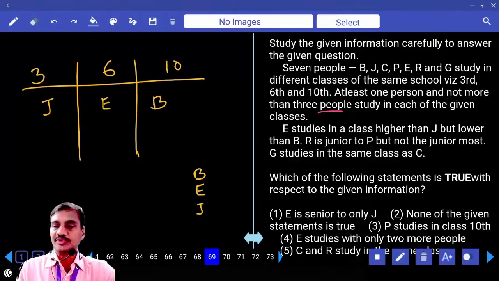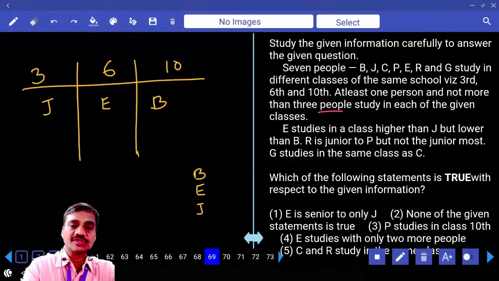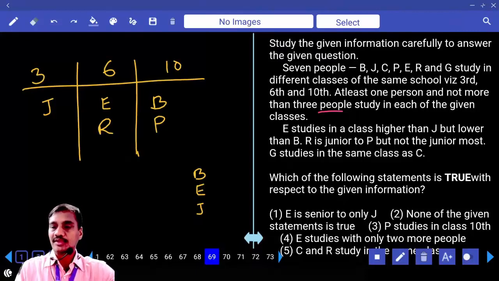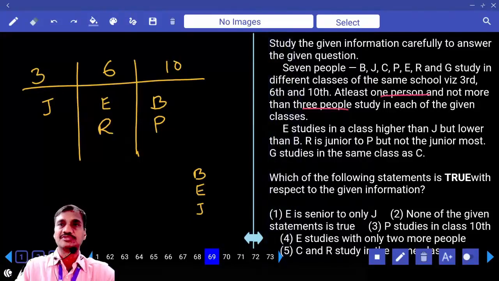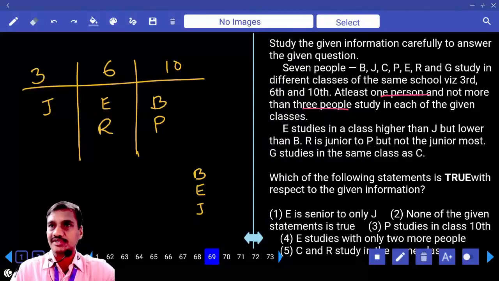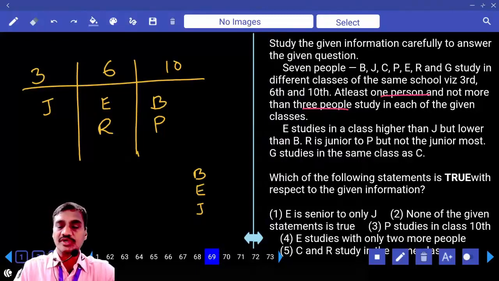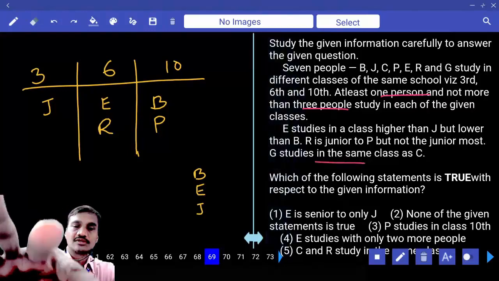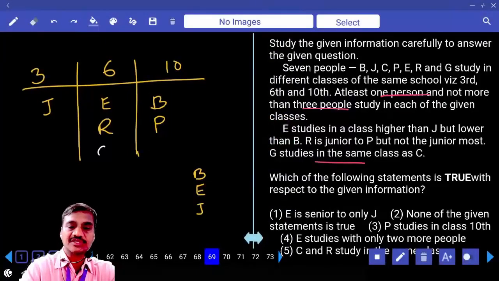Next, R is junior to P, but not the junior most. R is junior to B, but not the junior most. R cannot be in the 3rd standard. R must be in the 6th standard, and P is in the 10th standard. And G studies in the same class as C. At least one person and not more than 3 people study in each of these standards. Minimum 1, and it should not be more than 3. Now if you have taken G and C in 6th class, can you take G and C at this place?